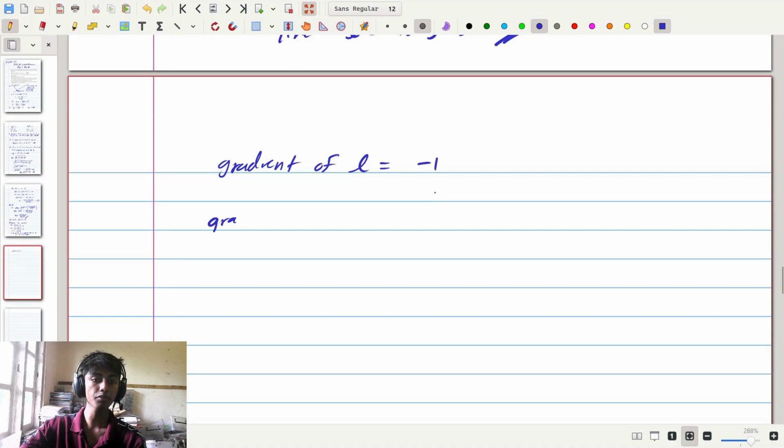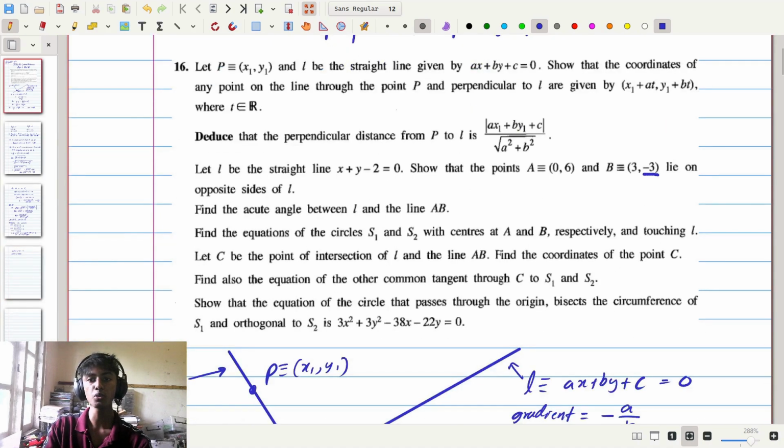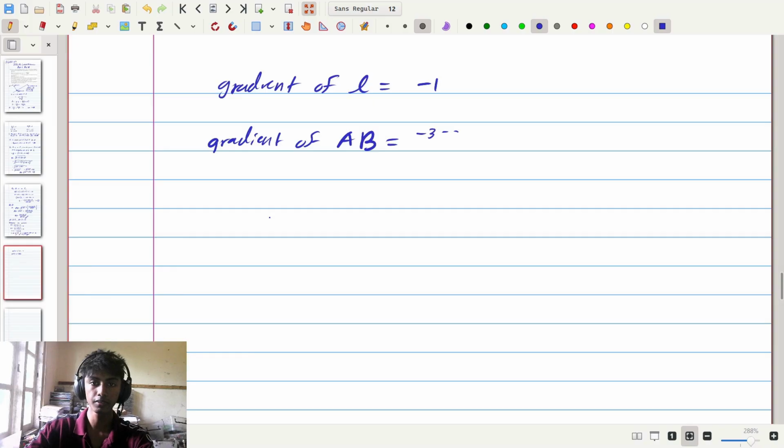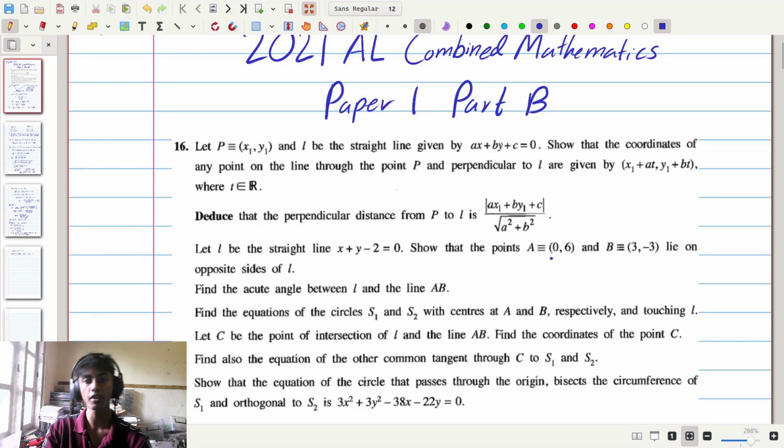Now next, considering gradient of AB, that can be found by doing y2 minus y1 divided by x2 minus x1. Now considering the points A and B, y2 is negative 3, y1 is 6, and then x2 is 3 and x1 is 0. Therefore we get minus 3 minus 6 divided by 3 minus 0. And therefore our gradient here is going to be equal to minus 9 divided by 3, which is minus 3. So the gradient of the line AB between the point A and the point B is equal to minus 3.